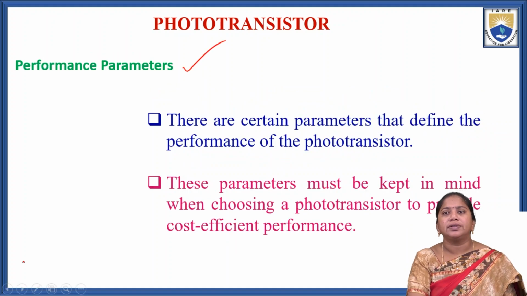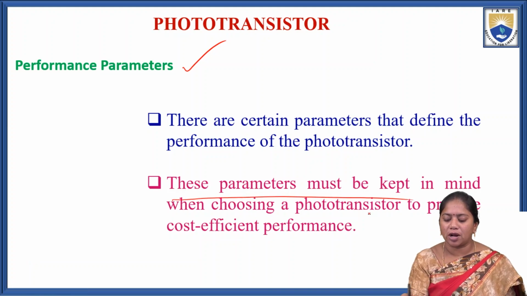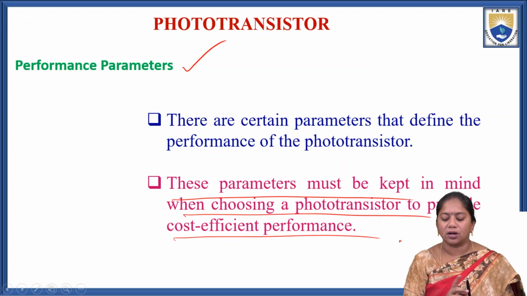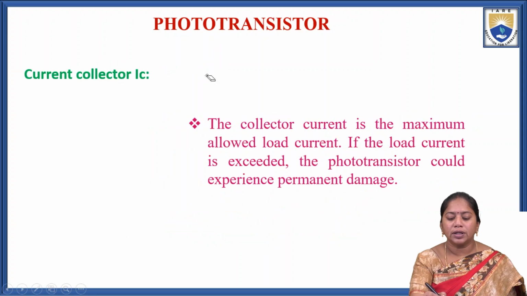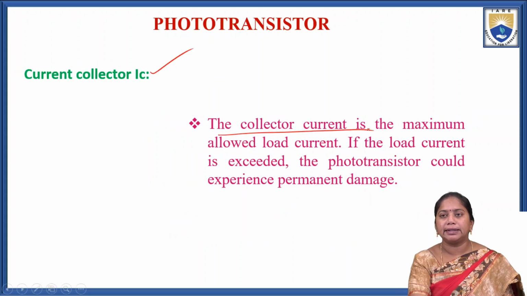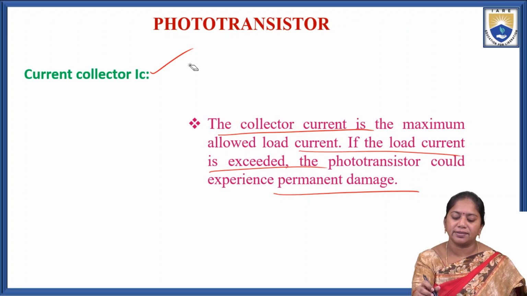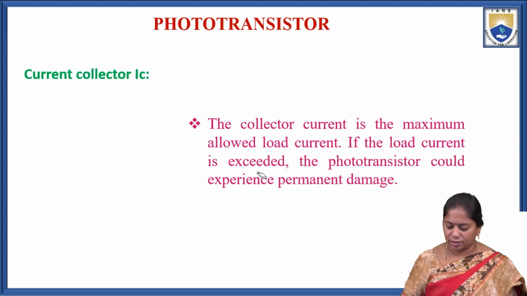Performance parameters. There are certain parameters that define the performance of the phototransistor. These parameters must be kept in mind when choosing the phototransistor to provide cost-effective performance. Collector current IC is the maximum allowed load current. If the load current is exceeded, the phototransistor could experience permanent damage.